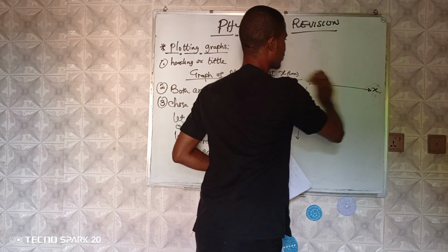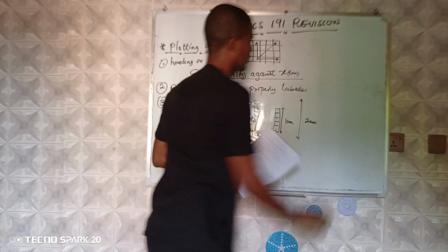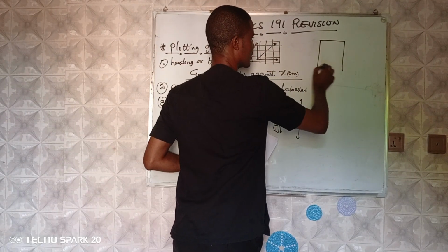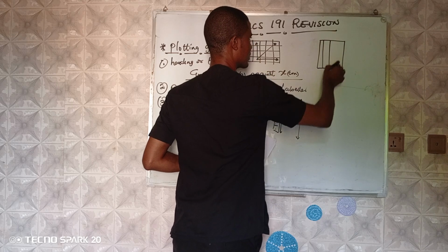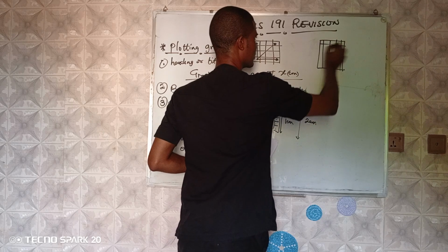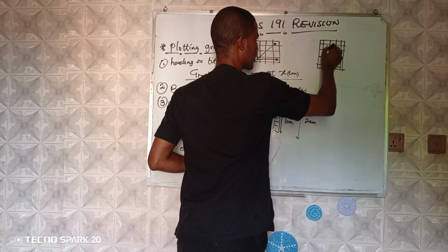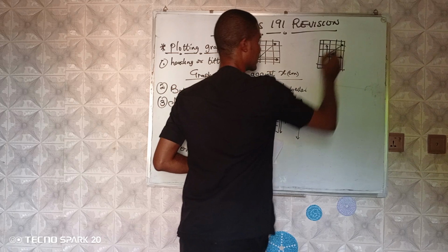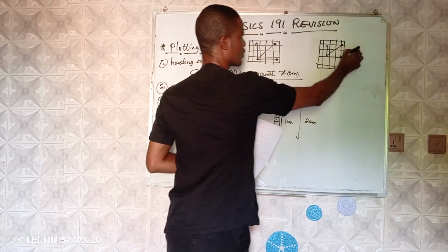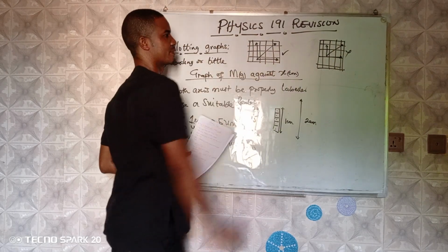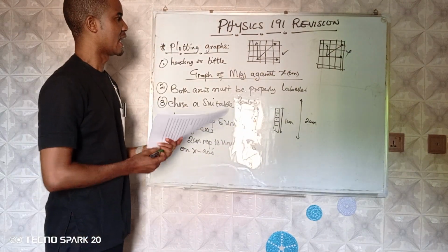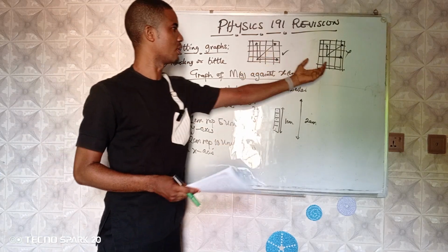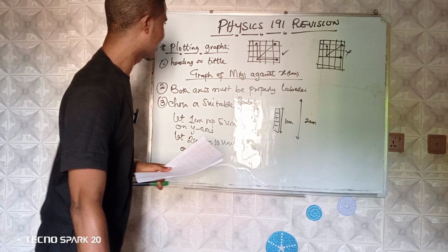Don't plot something that is too small. Don't plot something that is too small like this. If you now plot your graph like this, this is very wrong. This is too small. This is okay. So be very careful. And it is the scale you choose that will determine the size of this or this. So let's be very careful about that.